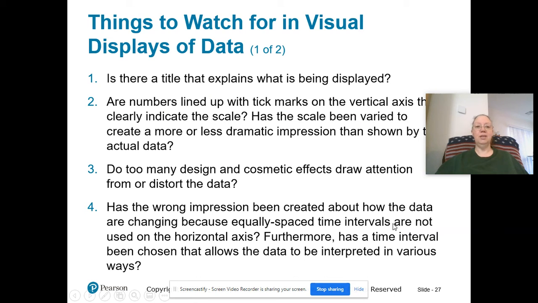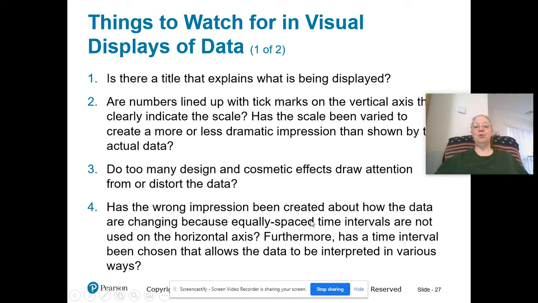All right. So things you should watch out for when you see a graph. Is there a title that explains what's being displayed? Numbers on the tick marks on the vertical axis to indicate the scale. Has the scale been varied to create a more or less dramatic impression? Do too many design and cosmetic effects draw attention from or distort the data? I'll show you an example of that pretty soon in a coming up slide.